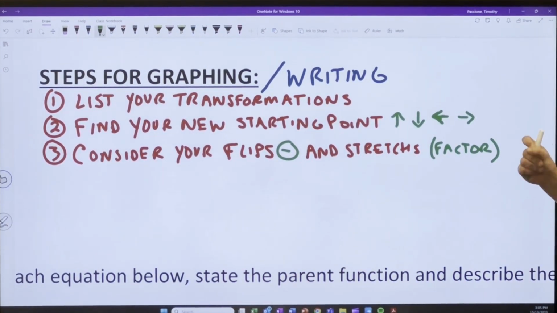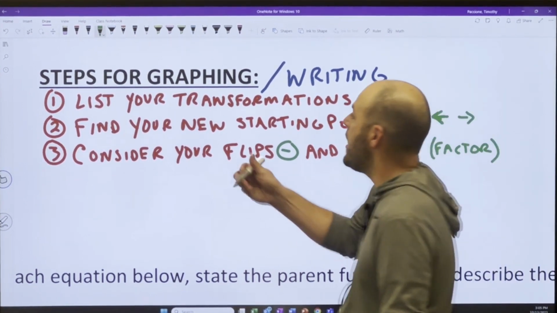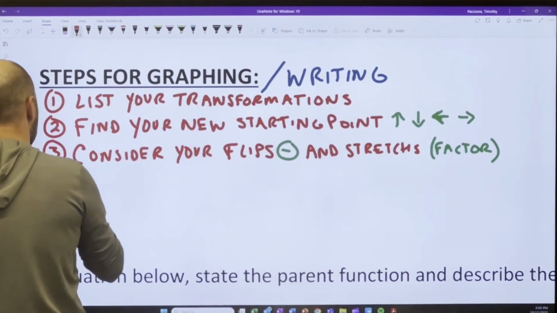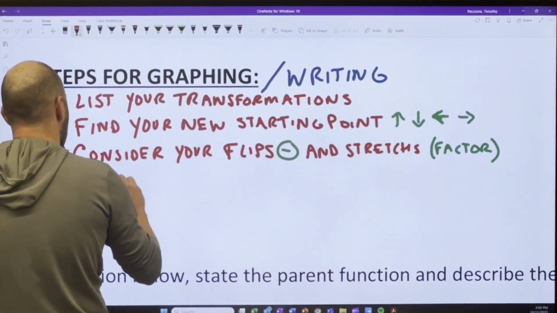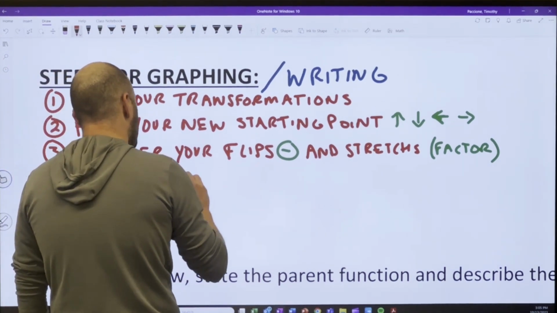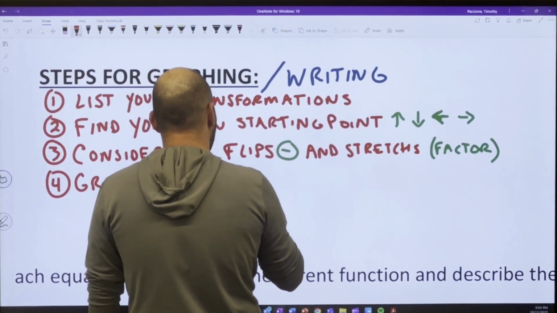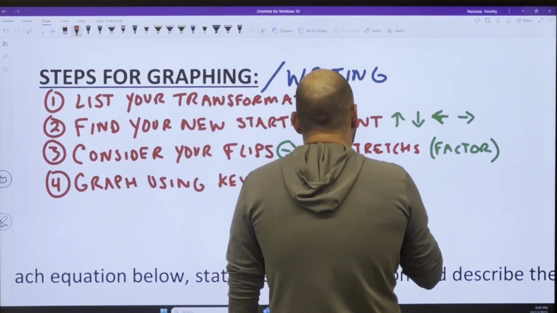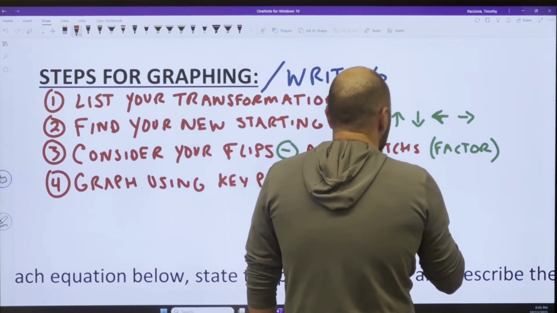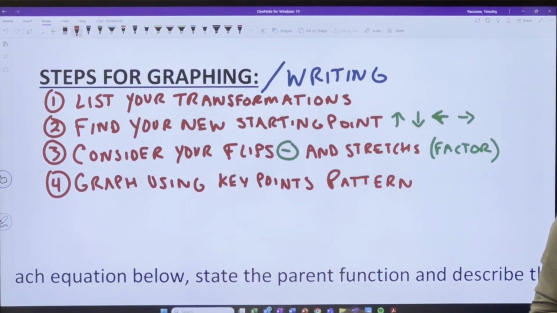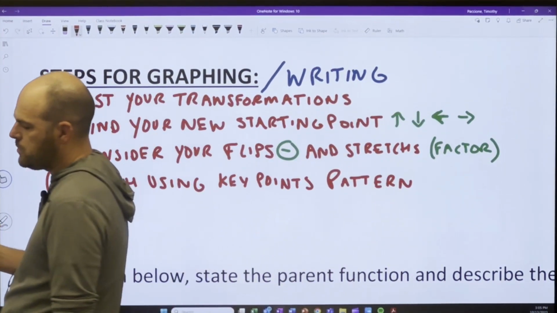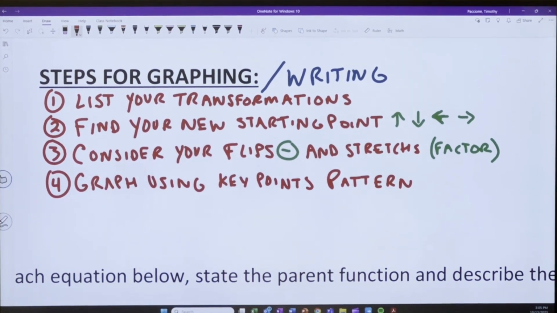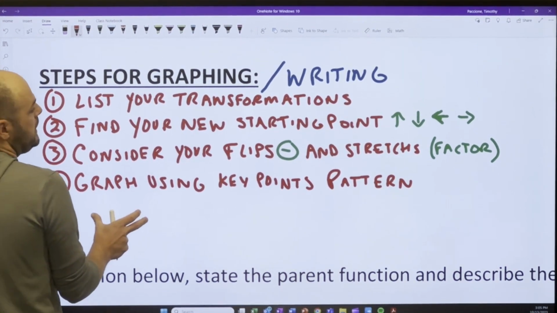Okay, so we've listed our transformations, we found our new starting point, we know if we're flipping, we know if we're stretching. We're ready to graph, and we graph using our key points pattern. Or, if we're writing the function, we write our function by looking at the key points. So you kind of do this a little in reverse if you're writing. These are definitely your steps for graphing, but it's all the same. It's just in a different order. Okay, so let's look at an example.